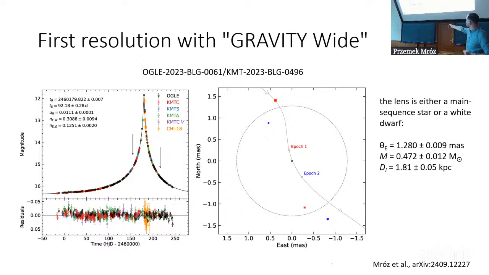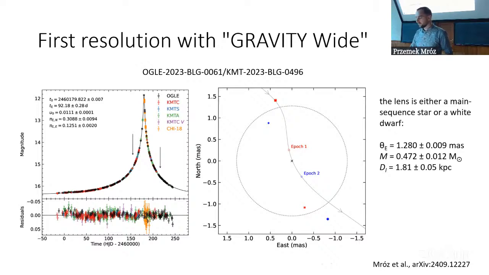And again, in the center, we have the lens. The dashed circle is the Einstein radius. This gray line is the path of the source relative to the lens. It's curved because of the parallax. And there are two reconstructed images per every epoch of observations. We are able to measure the Einstein radius, the mass of the lens and its distance. In this case, it's some boring main sequence star or a white dwarf.